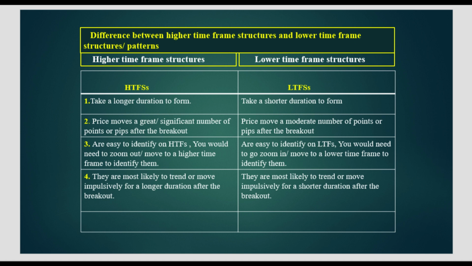The first difference is the duration both structures take to develop. Higher timeframe structures take longer, whereas lower timeframe structures take a shorter duration to develop. The second difference is the number of points or pips price will probably move after a breakout. Normally, price moves a great or significant number of pips after breaking out of a higher timeframe structure, but would most likely move a moderate number of pips after breaking out of a lower timeframe structure.